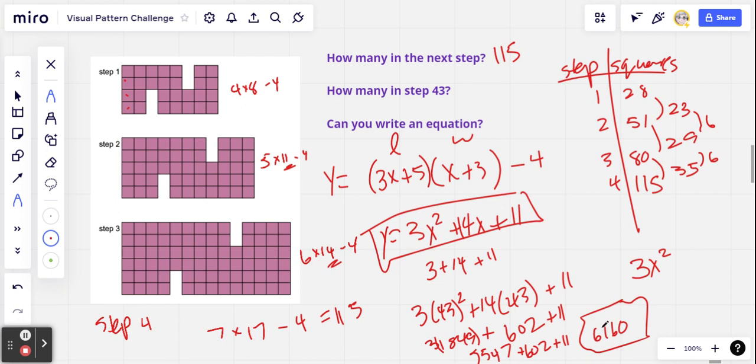That is a big pattern. Well, how did that go for you? Did you get 115 for step 4? I think that it was pretty hard to get, actually. Did you find a way to get to an equation? I'd be curious to hear about that too. Let me know. Thanks, everybody.